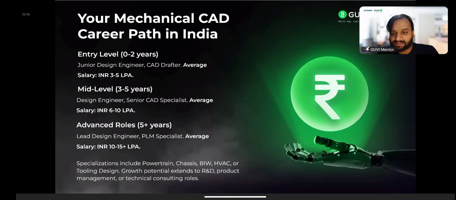Almost 2 years of experience, but still not touching 2.8 lakhs per annum. You can switch actually if you have 2 years of experience.